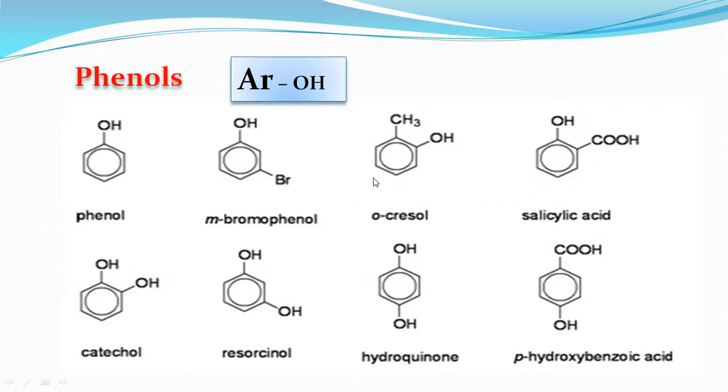Metabromophenol, orthocresol, where at the ortho position a CH3 group is present. So all these examples, salicylic acid, resorcinol, catechol, hydroquinone, are examples of phenol. They also contain another functional group. See here the last example, para-hydroxybenzoic acid. Here a carboxylic acid is also present, and the OH, that phenol, is also present. Means all these are examples of phenol.